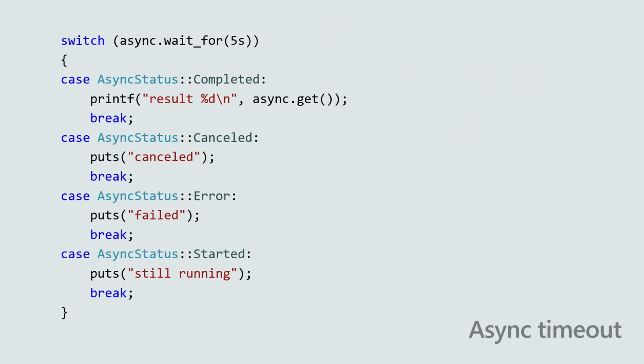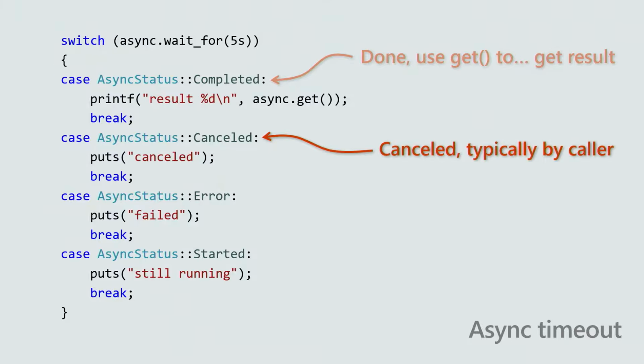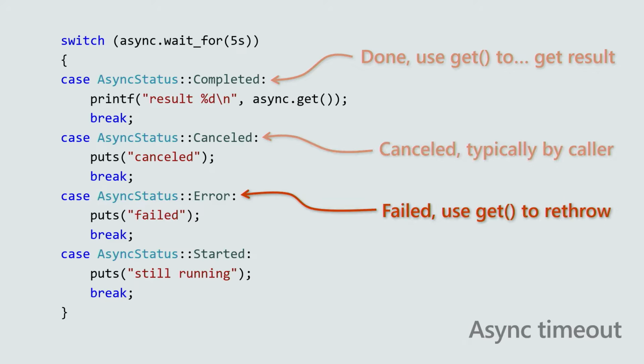If you need a bit more control, you can certainly manage the various states that the wait_for function returns. Either it's completed, in which case you can use get to get the result. It's canceled, and you can get notified of that as well. Typically, the application or the client will cancel an operation, so you typically might not manage the state, but it's there for you if you need it. If an error occurs, you can manage that as well, and you can certainly call the get function if you want to rethrow the error, or you can just ignore it.